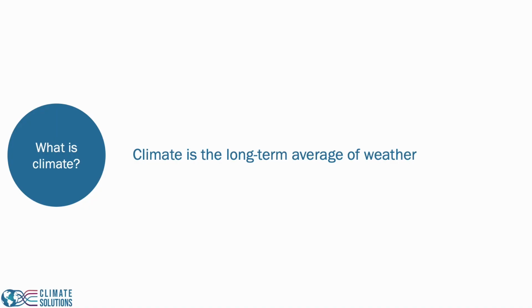So let's start with this very simple question of what is climate? And actually the answer is pretty simple too, at least at first blush. So climate is the long-term average of weather. What I mean by that is that in any particular day or in any particular week or in any particular month or in any particular year, the weather will vary. But in a given place, the climate is relatively definable.